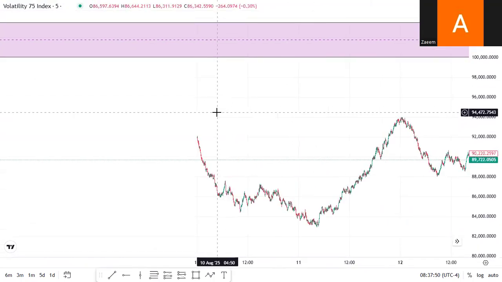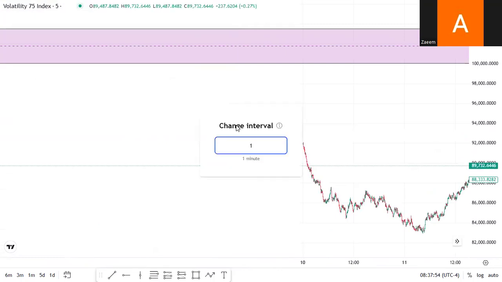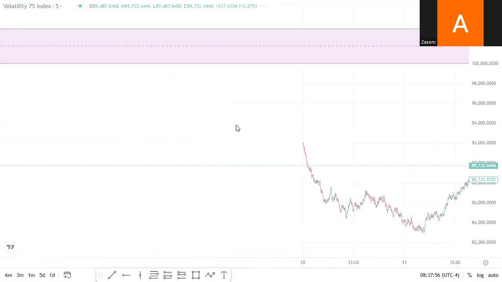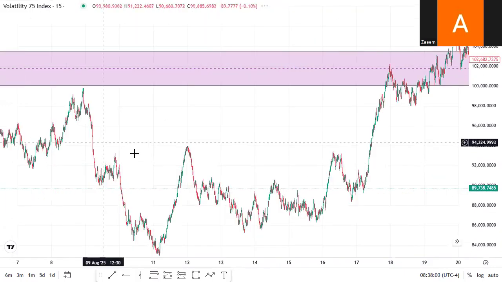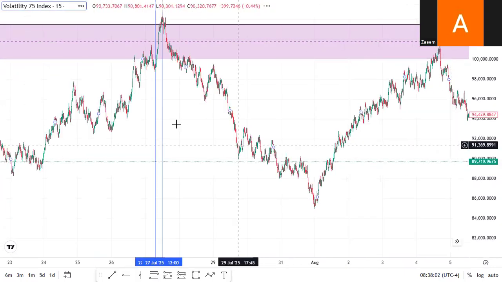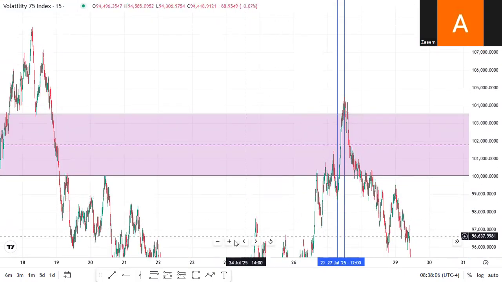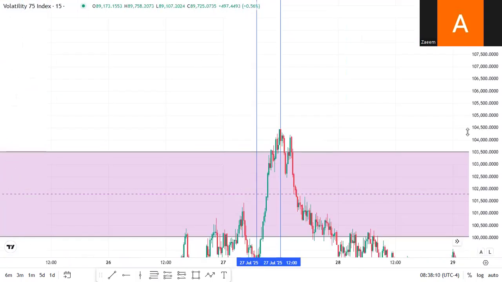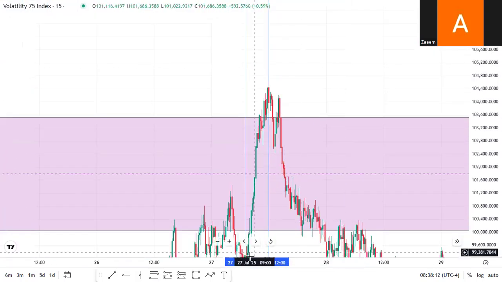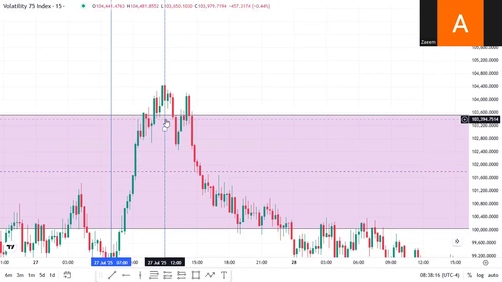So let's try 15 minutes since we can't go back. I don't know what is wrong, but we should be able to go back. But 5 on the 15-minute time frame, perfect. We have everything that we need. Perfect. Look at it. This is what nothing.